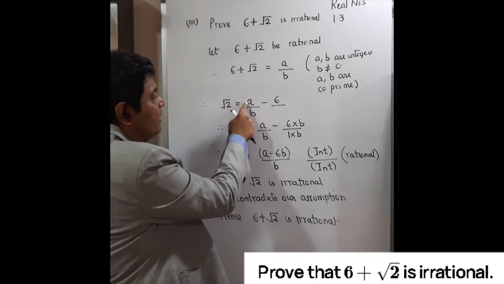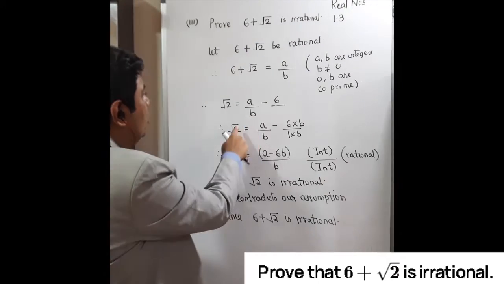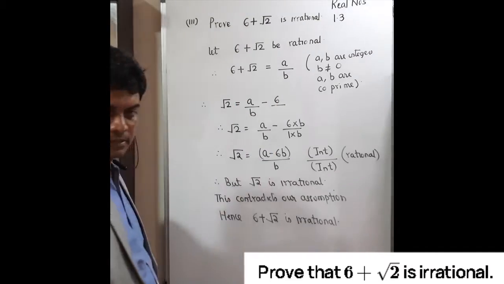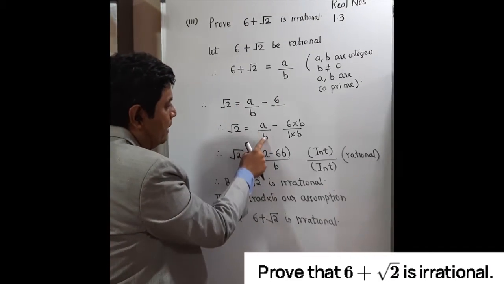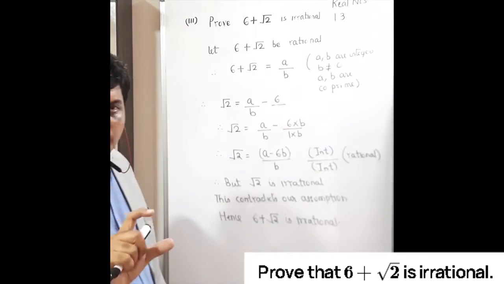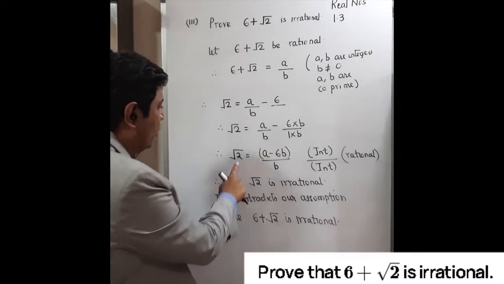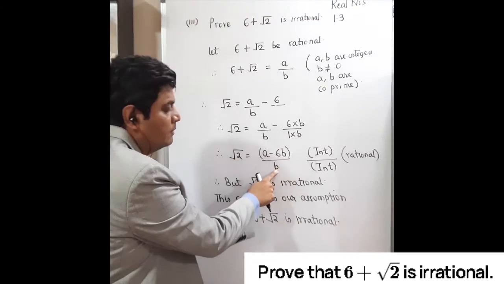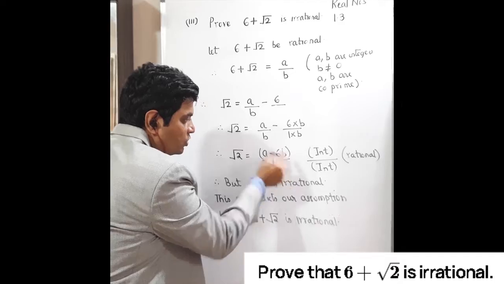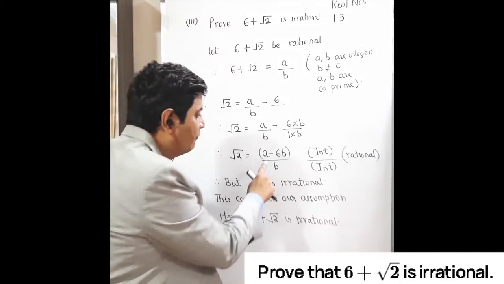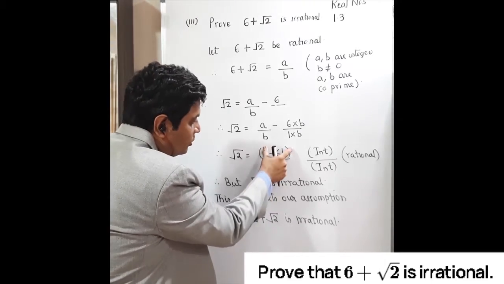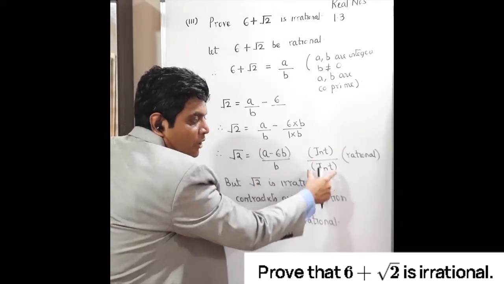Now square root of 2 is a upon b, and I transpose 6 to the other side, so it becomes minus 6. So square root of 2 is equal to a upon b minus 6 upon 1 multiplied by b to make the denominator the same. So I get root 2 is equal to a minus 6b upon b. A is an integer, b is an integer, so 6b is also an integer. Therefore a minus 6b is an integer and b is an integer. So this number takes the form integer upon integer.